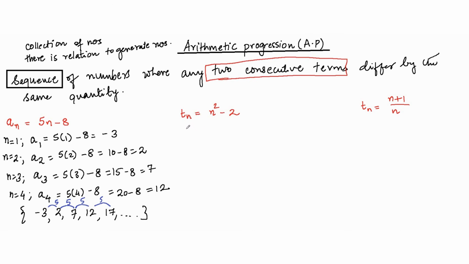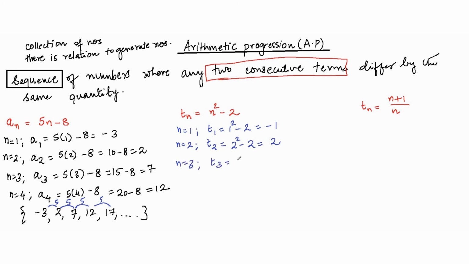Similarly, let us try finding the terms of this sequence. Let's take n equals 1. So when n equals 1, t1 is 1 square minus 2. That is 1 minus 2, which is minus 1. Let's take n equal to 2. So t2 is 2 square minus 2. That is 2. Let's take n equal to 3.